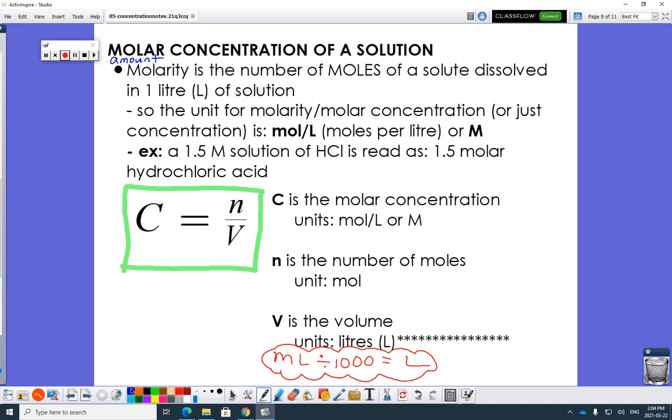So the unit for molarity or molar concentration, or just concentration, is moles per liter. In grade 11, I really try to just use moles per liter. I believe your textbook does the same. Once we switch to grade 12, chemists are lazy and we often just use capital M, but both of them will work.